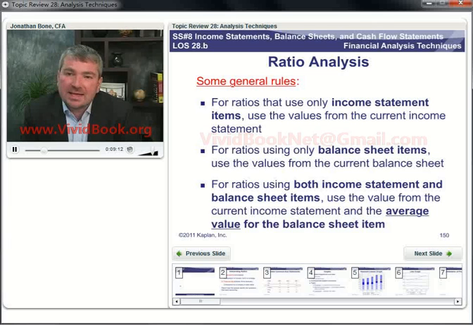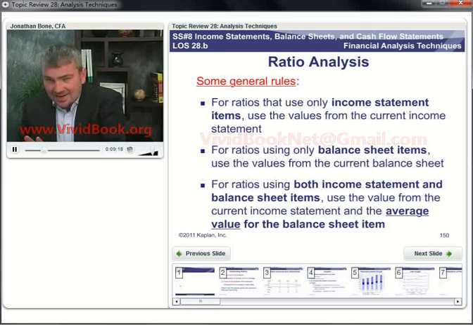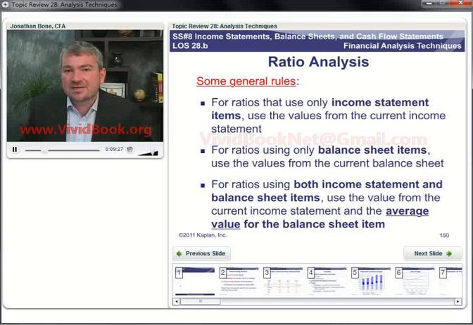Why? Because the income statement is dynamic. Remember, it spans the period between two balance sheets. Therefore, if you only were to look at the year-end balance sheet figure, you'd be comparing something that had been generated over an entire year to something right at the year-end. You get a distortion. So it's better to use average values for your balance sheets when you're looking at a mixed ratio.